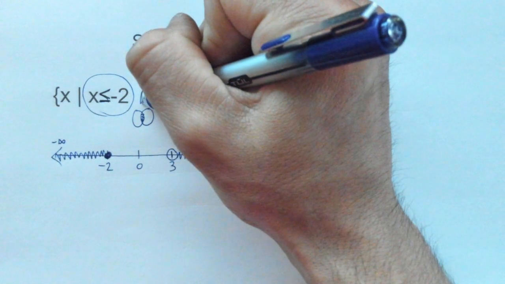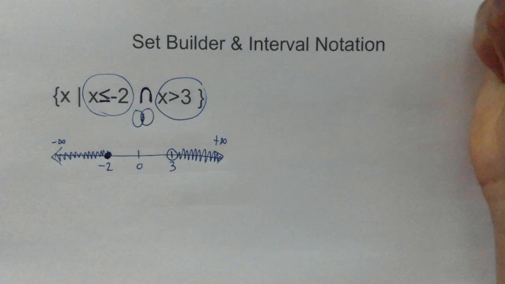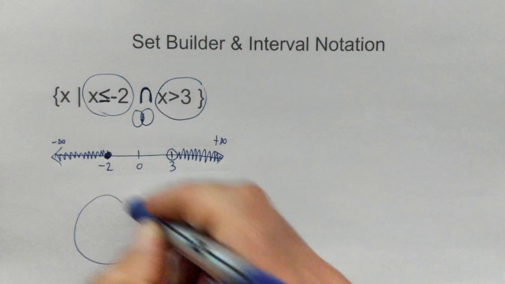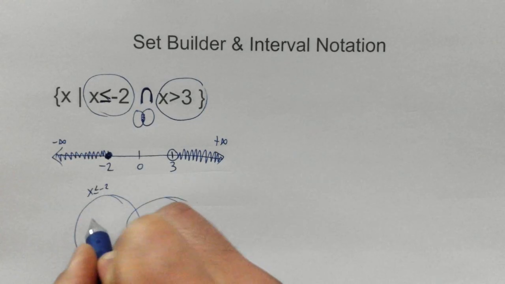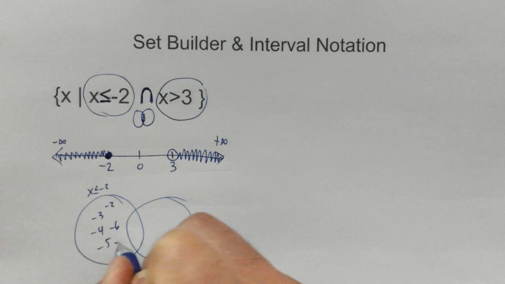Now, this is the intersection of both sets. Do these two sets overlap at all? If I were to draw two circles, this has x is less than -2, so -3, -4, -5, all the negatives, right?